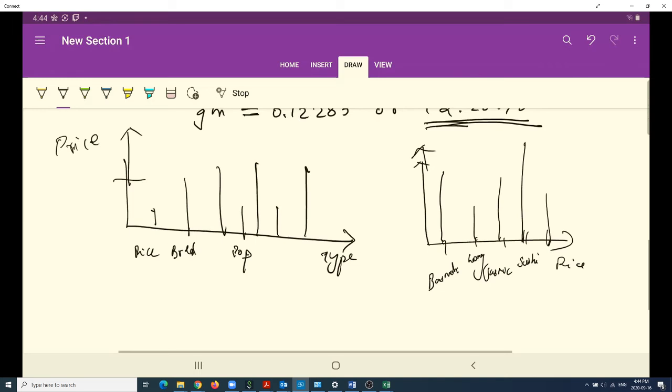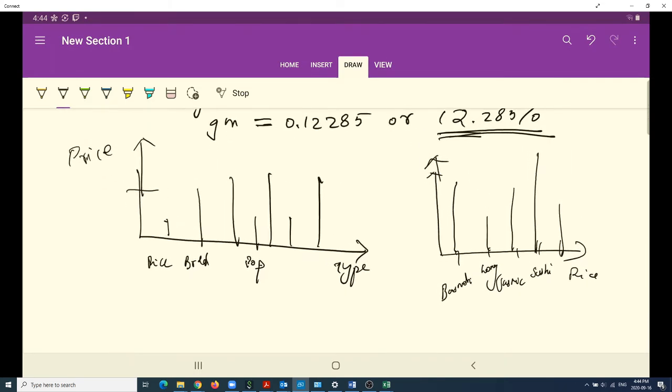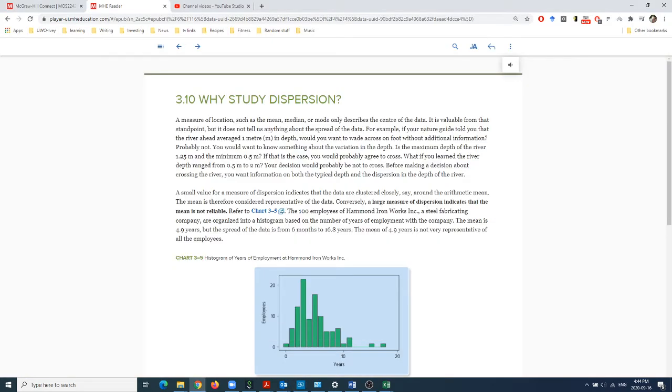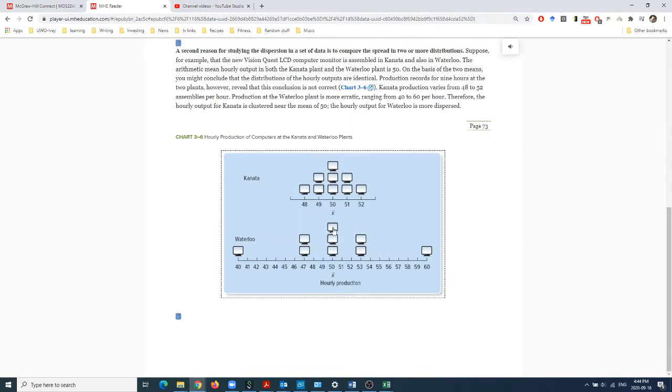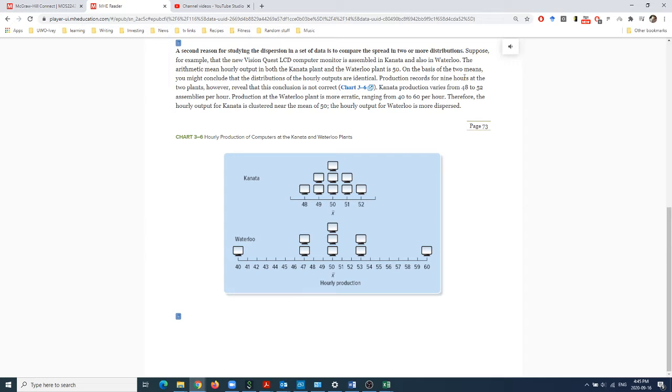And so not all things are the same, and sometimes you will be interested in seeing how different each rice is from the others. So there's another example in your textbook here. It gives you an idea of two manufacturing plants. They manufacture LCDs, and both of them have the hourly output as 50. Think of it as 50 TVs per hour. So that's the hourly output. This is the plant at Kanata near Ottawa, and the one at Waterloo.